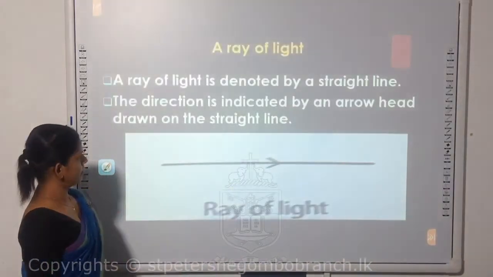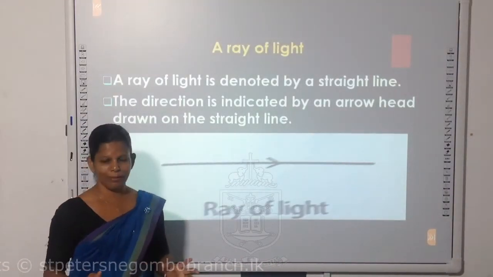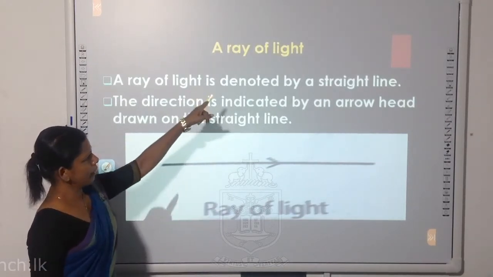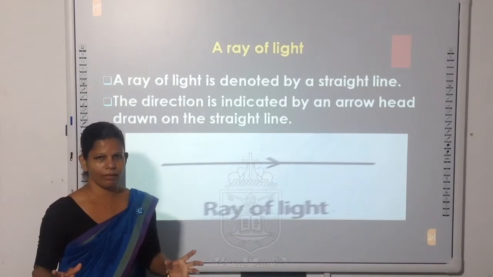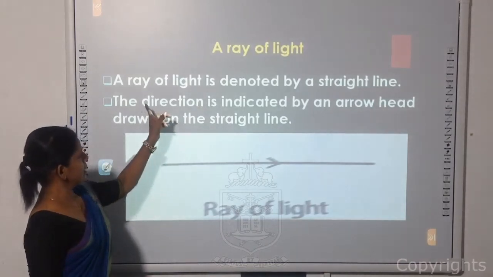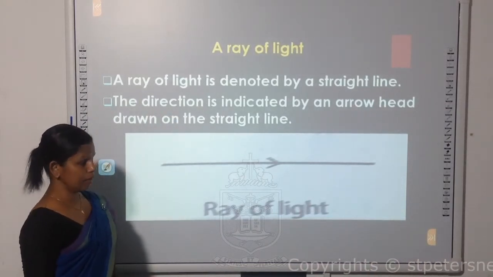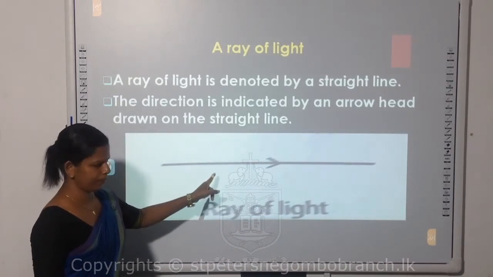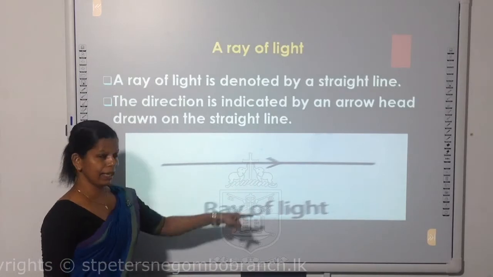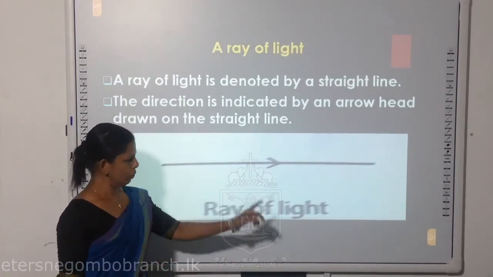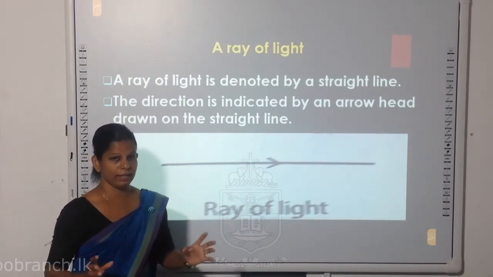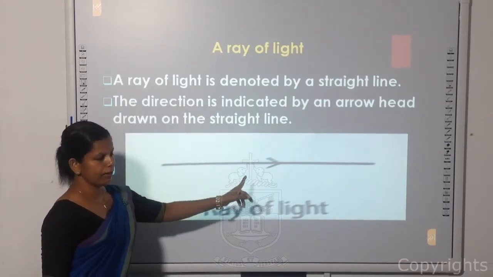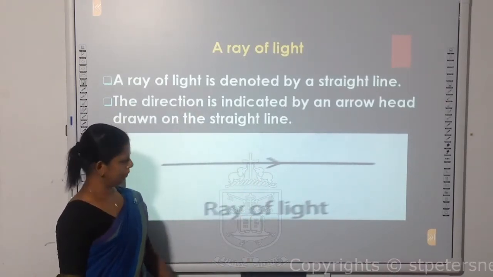So my dear children, today first of all I am going to talk about, under the light lesson, a ray of light. What is a ray of light? You can see here, a ray of light is denoted by a straight line. You can see the straight line in the picture. How can we indicate the direction? Using an arrowhead, we can indicate the direction of a ray of light.